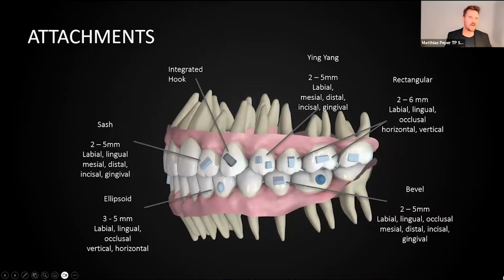Yeah, so what I really love with Spark cases, as you can see, we have different types of attachments. We have the yin-yang attachment that we can use labial, mesial, distal, incisal, and gingival. Of course, we have the rectangular attachment, 2 to 6 millimeters, labial-lingual, occlusal, horizontal, vertical. We have the beveled attachments, 2 to 5 millimeters, also labial-lingual, occlusal, mesial, distal, incisal, and gingival. And the same is for ellipsoid and also for sash.